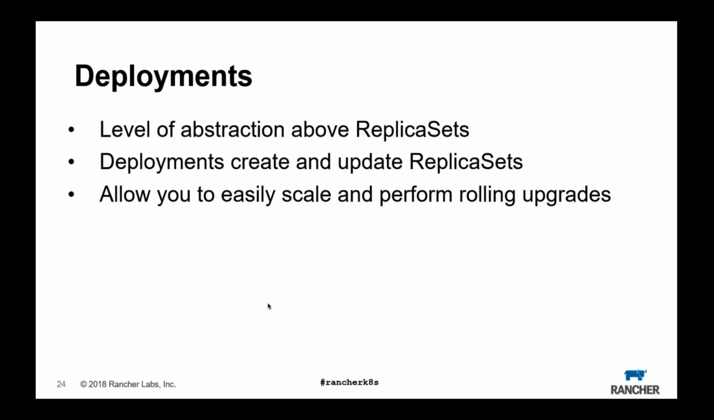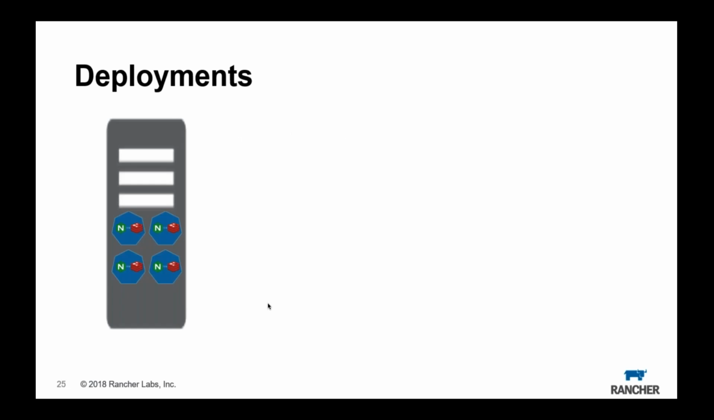Moving on to deployments. Deployments are kind of above replica sets. They will control a replica set for you, and they'll create and update replica sets. So if you create a deployment, it's going to create a replica set, which will in turn create your pods. One of the advantages of a deployment over a replica set is that it gives you rolling updates and rollbacks. So it kind of makes scaling easier.